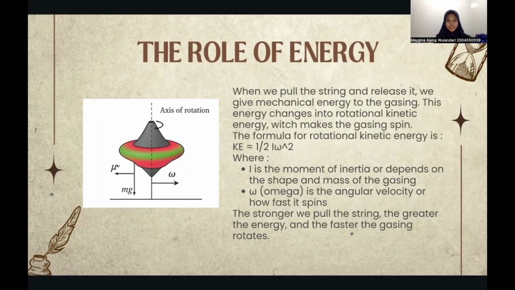The role of energy. When we pull the string and release it, we give mechanical energy to the gasing. This energy changes into rotational kinetic energy, which makes the gasing spin. The formula for rotational kinetic energy is K equals 1/2 I omega squared, where I is the moment of inertia, which depends on the shape and mass of the gasing. Omega is the angular velocity, or how fast it spins. The stronger we pull the string, the greater the energy and the faster the gasing rotates.